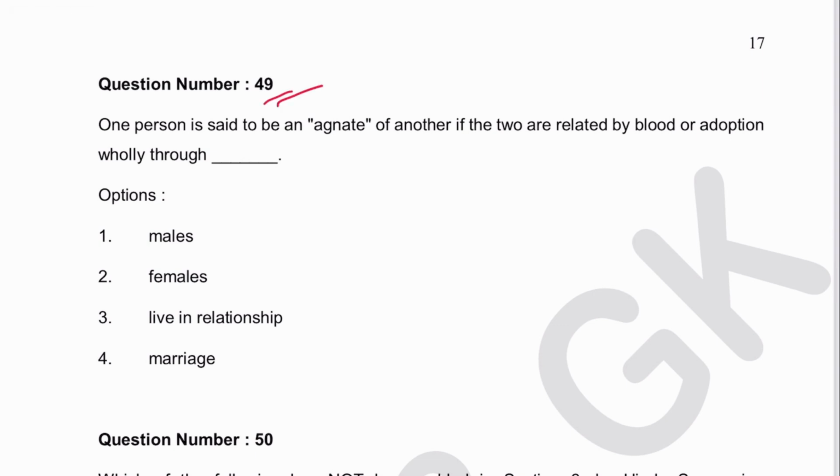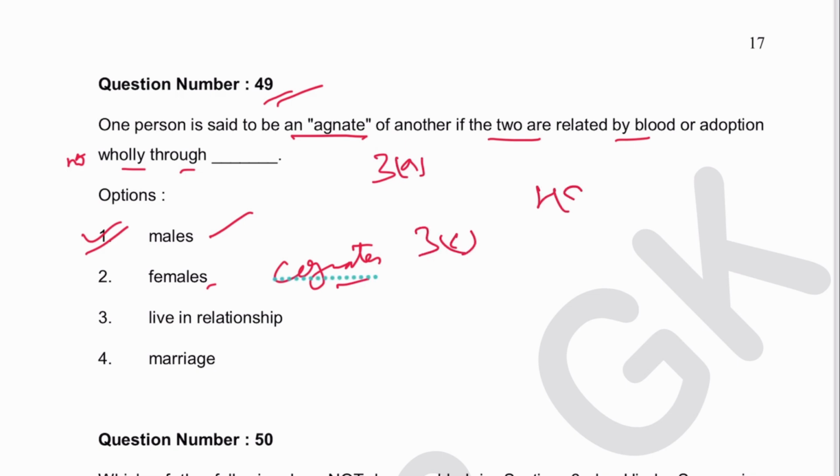Next is 49. One person is said to be agnate of another if the two are related by blood or adoption wholly through males. 1 is the answer. If not wholly through males, or if it is through females, then they are cognates. Mentioned in Section 3A agnate and 3C cognate in the Hindu Succession Act.